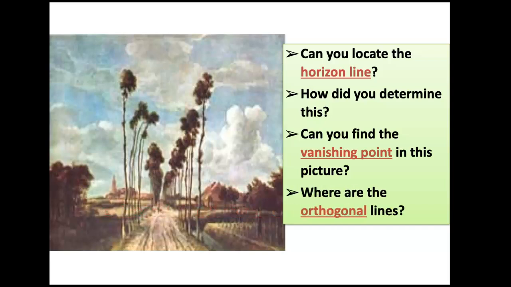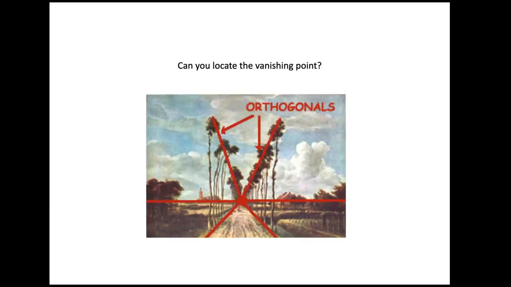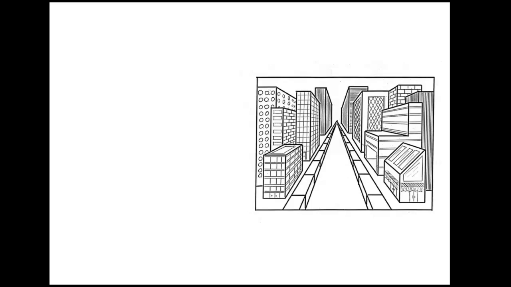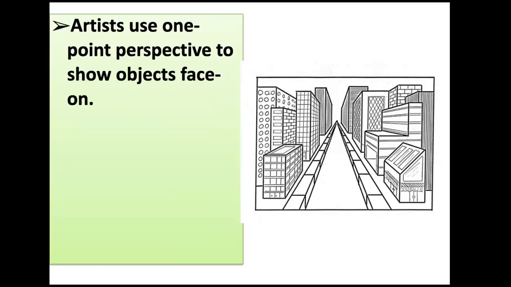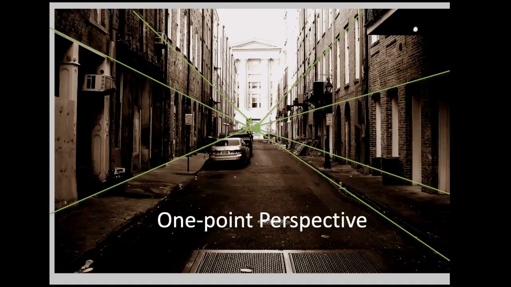And then where are all the orthogonal lines? Well, they're all the lines of the tops of the trees and the path and so on. So let's take a look. There's our horizon line, and there's our vanishing point and our orthogonal lines. So this happens over and over and over. Artists use this all the time. They want to show objects face on, right? So most lines are vertical, horizontal, or orthogonal, drawn to a single vanishing point, just like in the very first picture that we looked at, right?